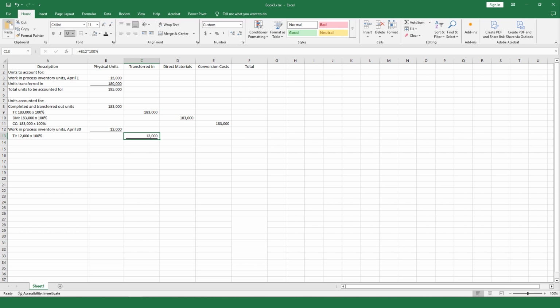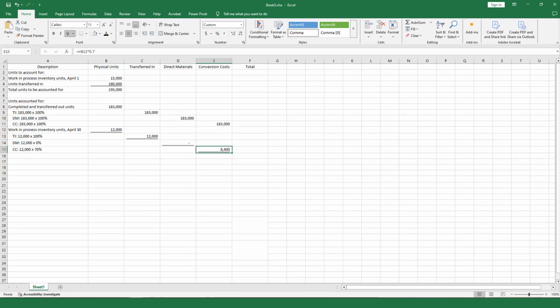Because 100% of the transferred in units have already been added into the manufacturing process, we calculate the equivalent units as 12,000 physical units multiplied by 100%, which is equal to 12,000 units. We place 12,000 units under transferred in, column C. Because 0% of the direct materials have been added into the manufacturing process so far, we calculate the equivalent units as 12,000 physical units multiplied by 0%, which is equal to 0 units. We place 0 units under the direct materials, column D.